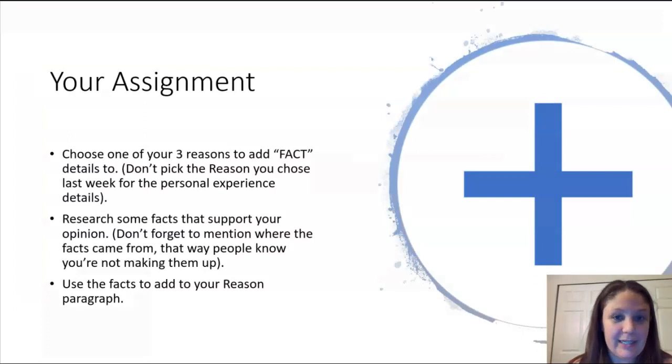Your assignment is to choose one of your 3 reasons to add fact details to. Don't pick the reason you chose last week for the personal experience details. Research some facts that support your opinion. Don't forget to mention where the facts came from. That way people know you're not making them up. And then use the facts to add to your reason paragraph.